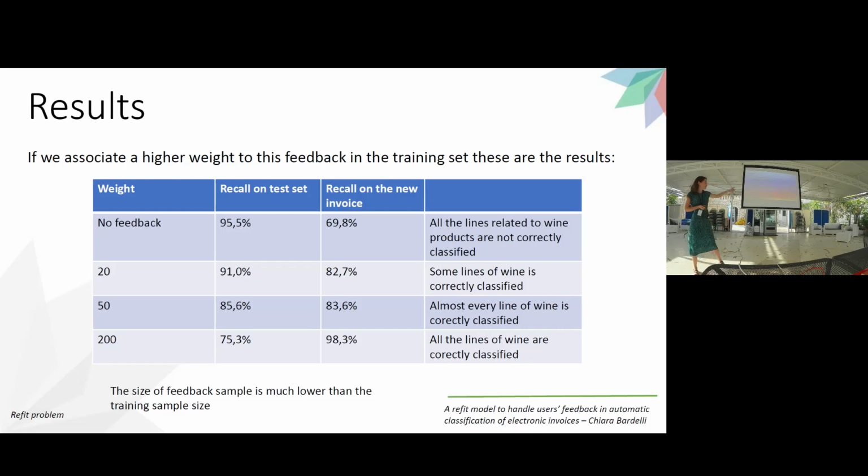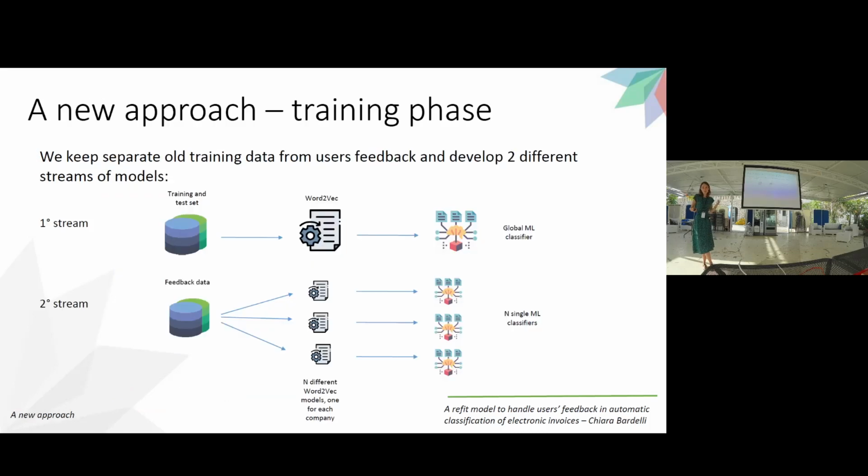So if we increase the weight of the feedback, here we are also including the previous invoice in the training set, we can see that the recall on the test set decreases, and the recall on the new invoice obviously increases a lot. But we don't want a classifier that learns very well only the invoice of the feedback data and loses accuracy on the old test set and training set. So we decided to try another approach, and this is the approach that we are testing now.